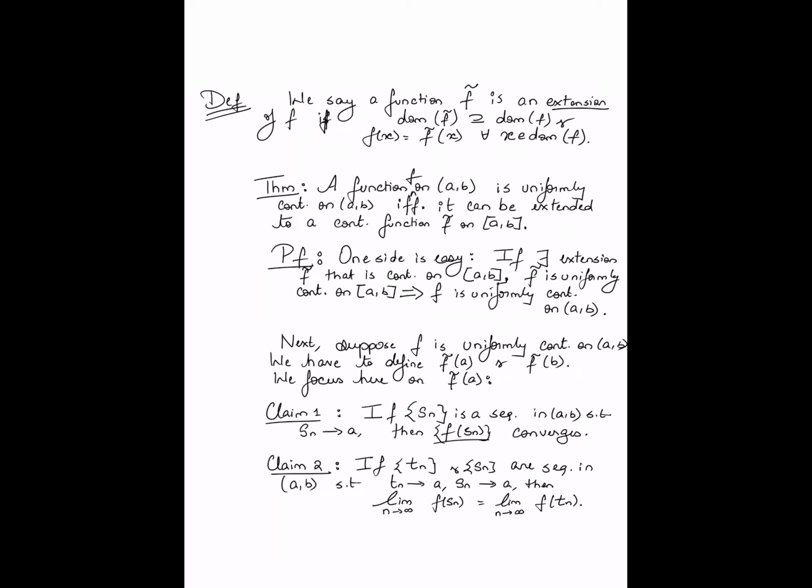We'll see. So I have made two claims so far. The first claim is that if you take any sequence in AB which converges to A, then f of Sn converges, and the second claim makes it clear that the limit that you get of this sequence of function values is uniquely defined. That if you take any two different sequences, both of which converge to A, the sequence of function values has the same limit, right?